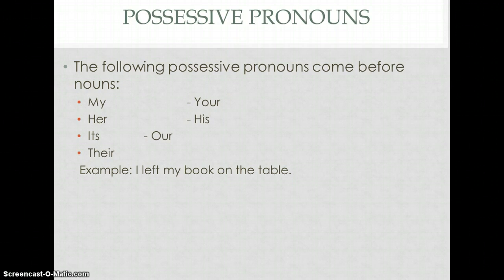For your own practice, write one sentence, just like I did, where a noun would come after the pronoun, one of the pronouns listed. So write your own example using one of the pronouns listed.